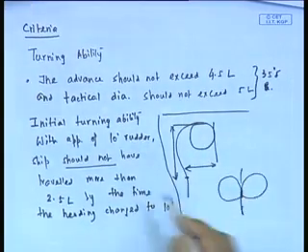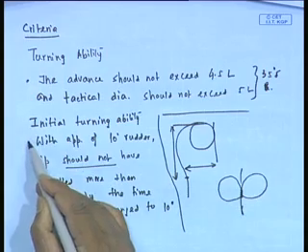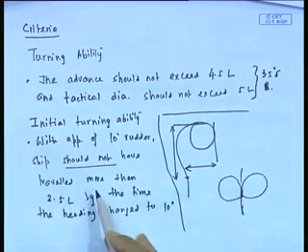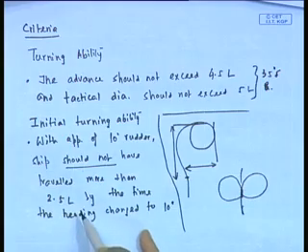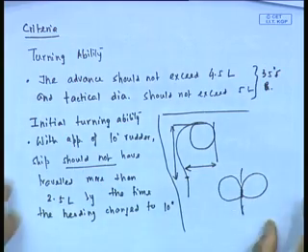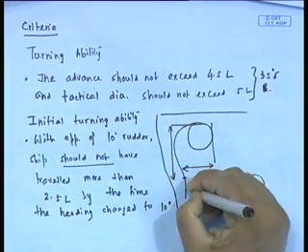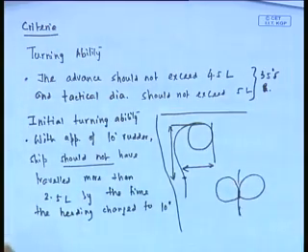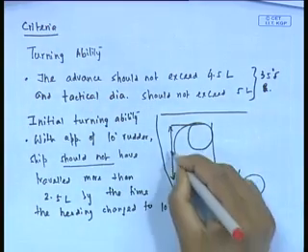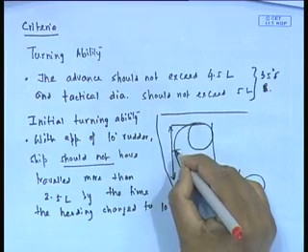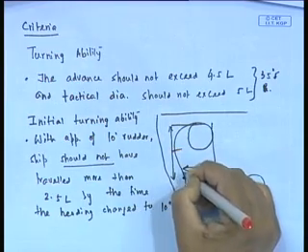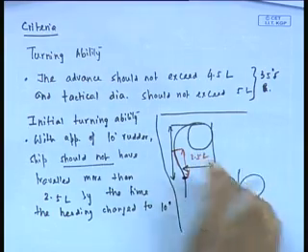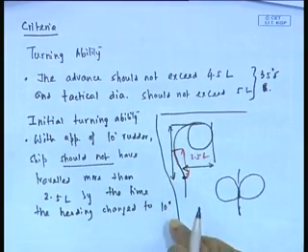See, read this. Initial turning ability. With application of 10-degree rudder, the ship should not have travelled more than 2.5 ship lengths. Means, you have given a rudder somewhere here, 10-degree rudder only. It should not have gone beyond this length of 2.5 by the time its heading has changed to 10 degrees.